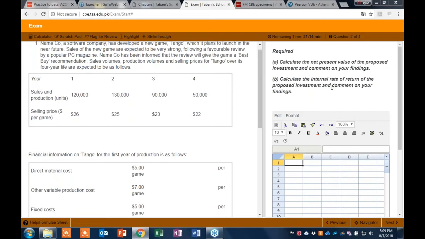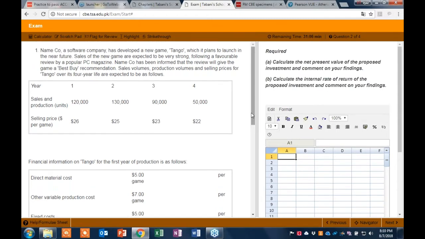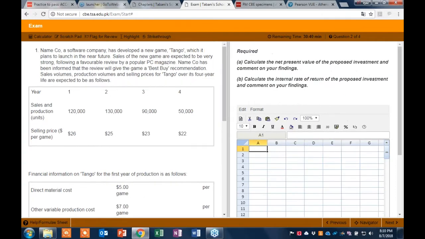Well, I'm back, and let's solve the question. A software company has developed a new game, Tango, which it plans to launch in the near future. Sales of the new game are expected to be very strong following a favorable review by a popular magazine, etc. It's actually a past exam question which has been slightly modified to make it more simple. Sales for every year have been given, and it seems like it's a 4-year life product. So let's start.